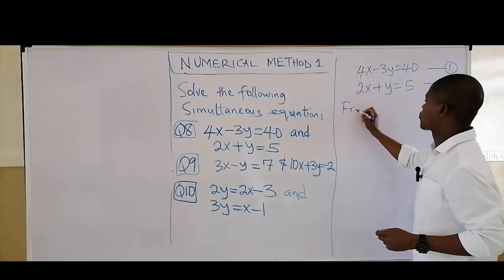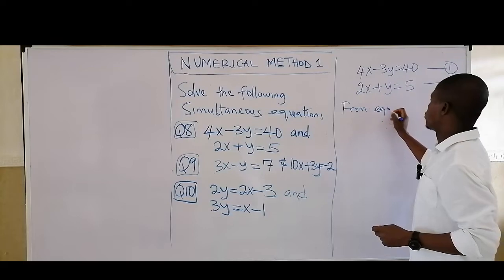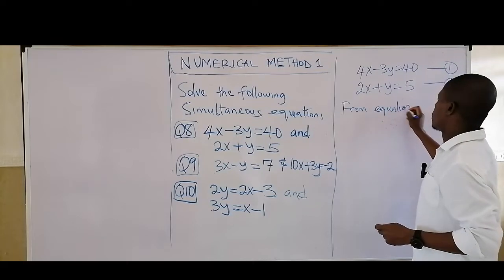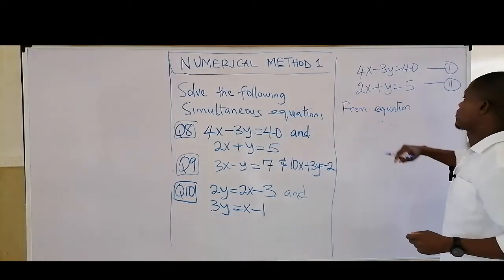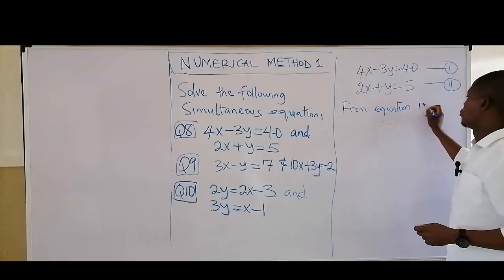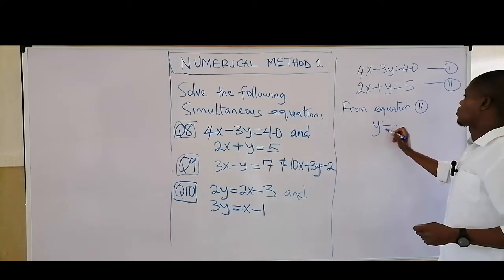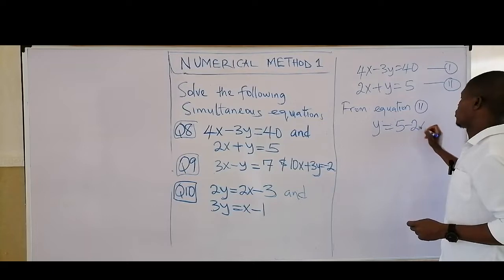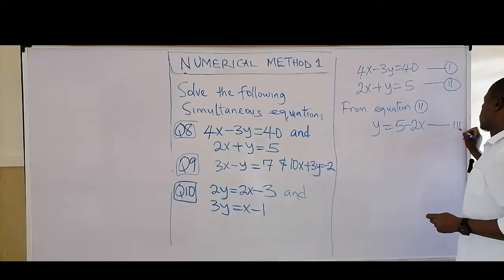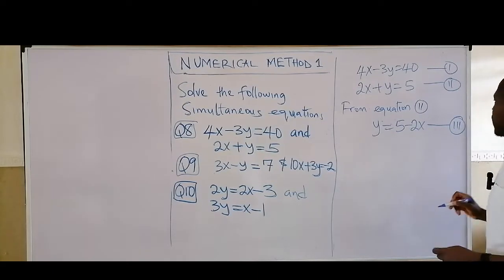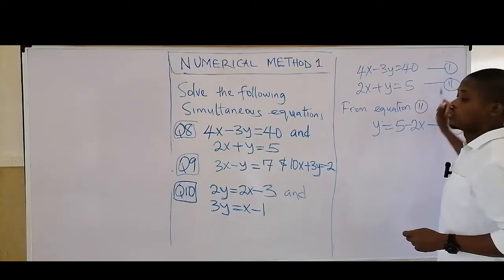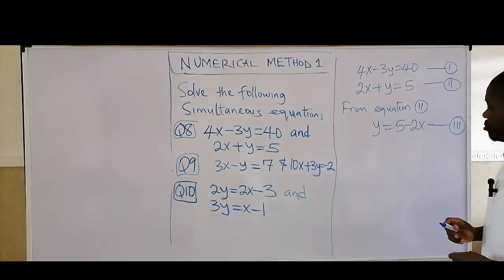So from equation 2, I will make y the subject here. From equation 2, y is equal to what? 5 minus 2x. Call that one equation 3. And don't forget that equation 3 and 2 are the same equation.